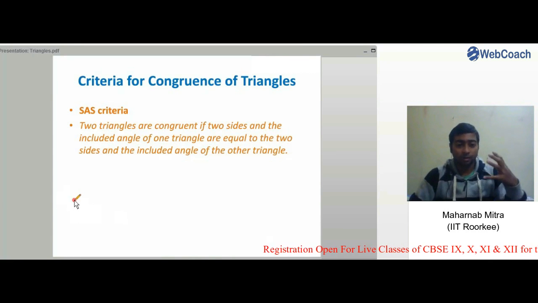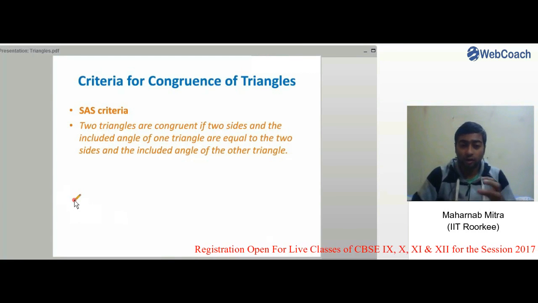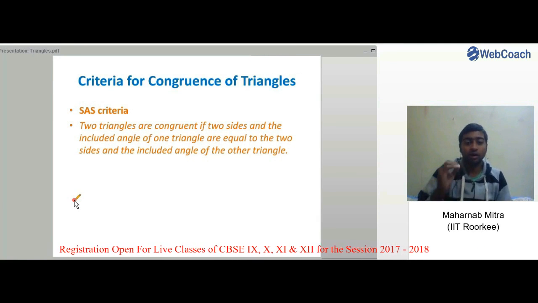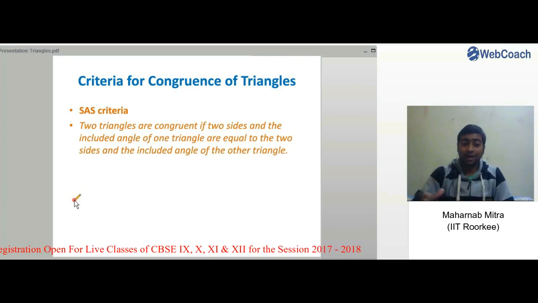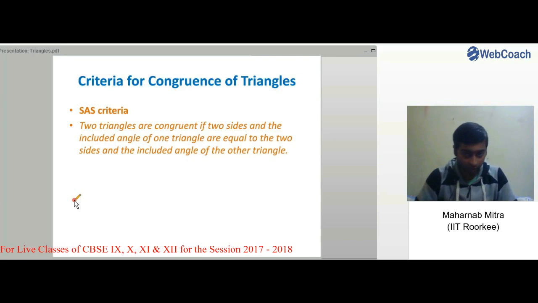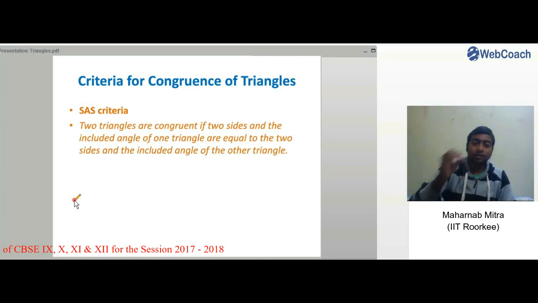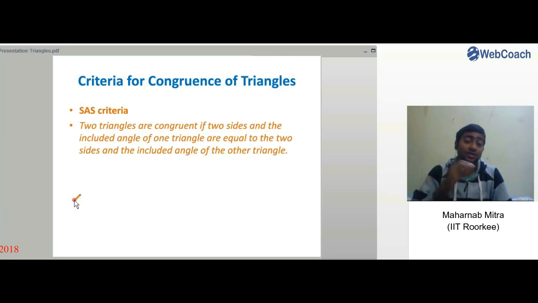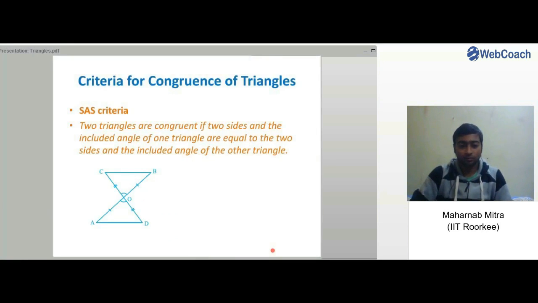So here you can see the definition is given. Two triangles are congruent if two sides and the included angle of one triangle are equal to the two sides and the included angle of the other triangle. Then we can tell that two triangles are congruent to each other by the SAS, or side angle side criteria.